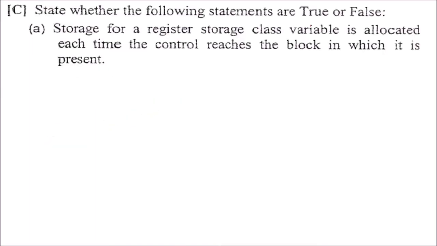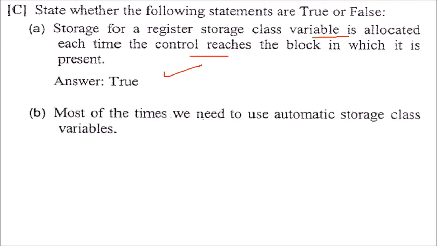State whether the following statements are true or false. Storage for a registered storage class variable is allocated each time the control reaches the block in which it is present. This is true. This is exactly true. Most of the time we need to use automatic storage class. Yes, we use automatic storage class.